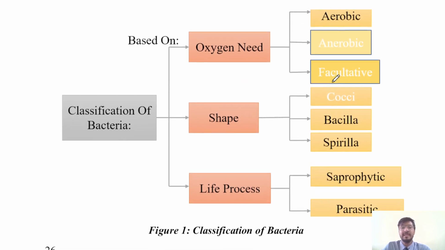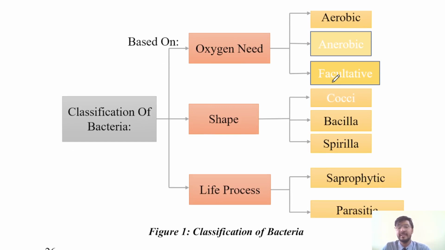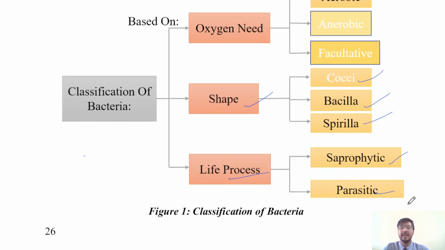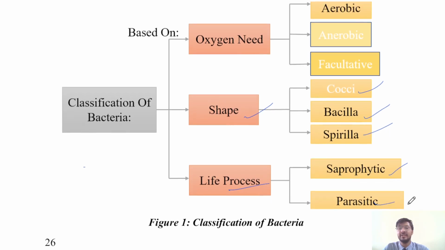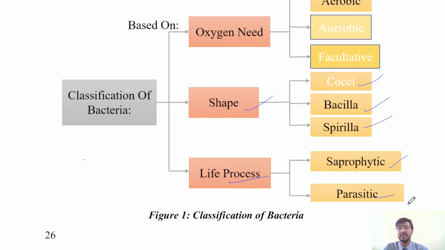These are the basic classification of bacteria based on oxygen need, shape, and life process. Based on the oxygen need, the bacteria are classified as aerobic bacteria, anaerobic bacteria, and facultative bacteria. And based on the shape, cocci bacteria, bacilli bacteria, and spirilla bacteria. Based on their life process, saprophytic bacteria and parasitic bacteria.